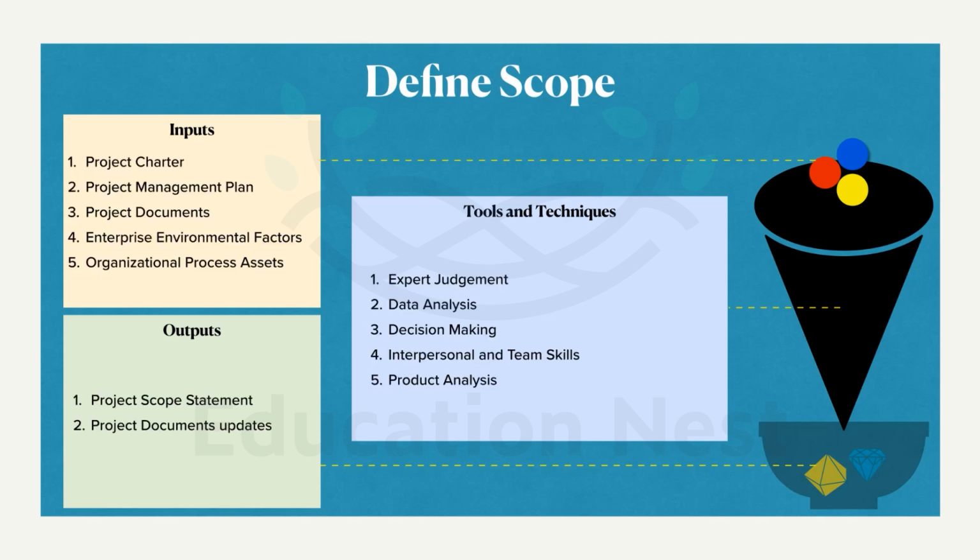Let's see the outputs. When we are done with the defining scope process, we will have two outputs, that is the project scope statement and the project document updates. I think we have not talked about the project scope statement before. Let me refresh it. It contains the final product scope, the final deliverables, and the final acceptance criteria. Because again, as I said, it is a repetitive task. We are finalizing everything here. And it might also have the project exclusions, what is not included in the project. So that is all about the project scope statement.